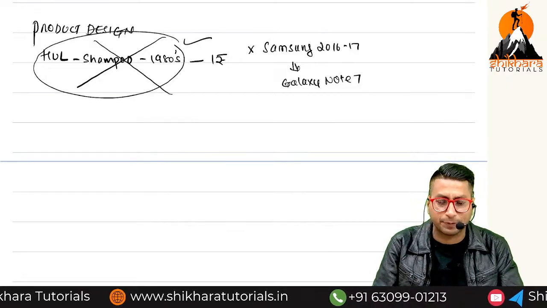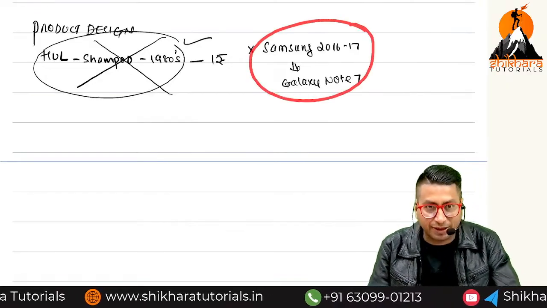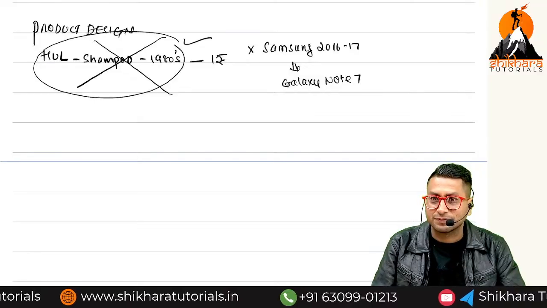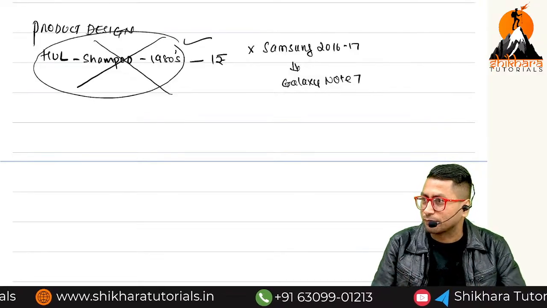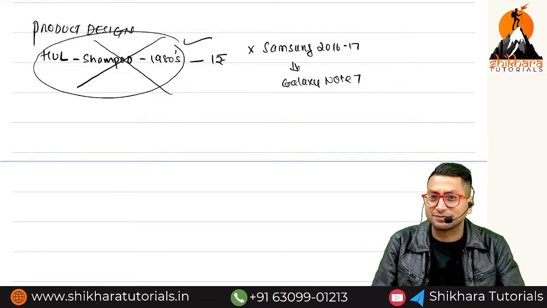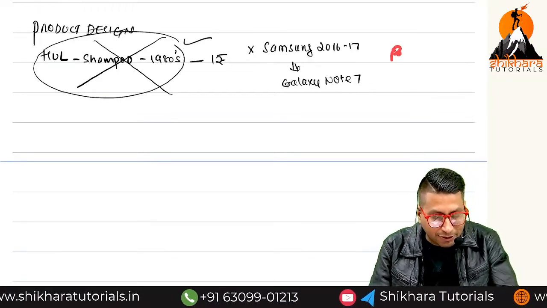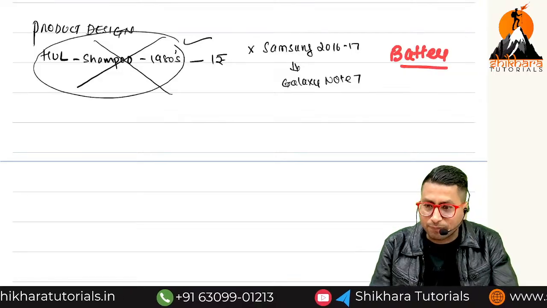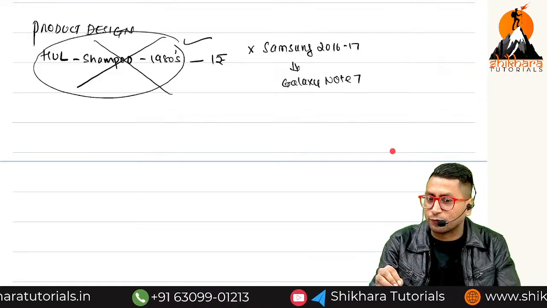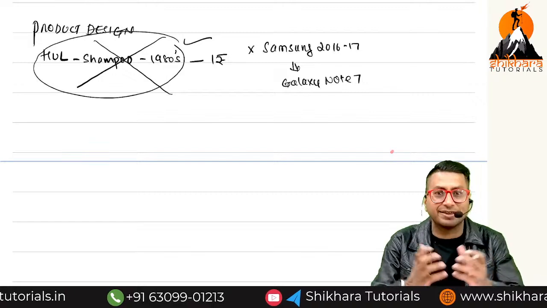What exactly happened? These mobile phones started exploding. People thought they were manufactured in Pakistan. They started exploding. The only reason was the battery. The only reason was what? Battery. The battery of this mobile phone started exploding.